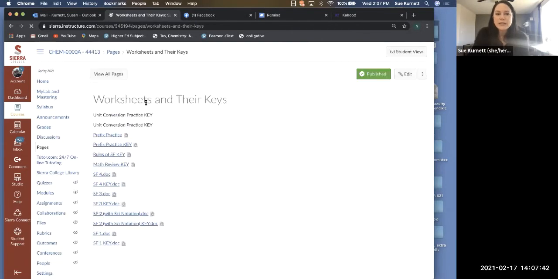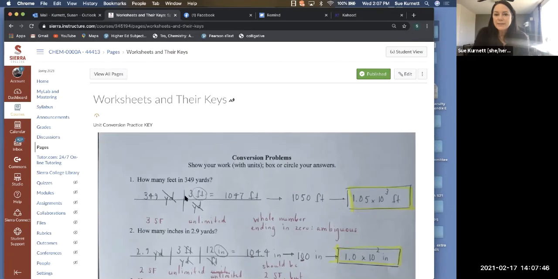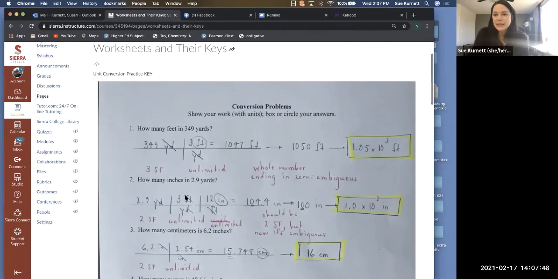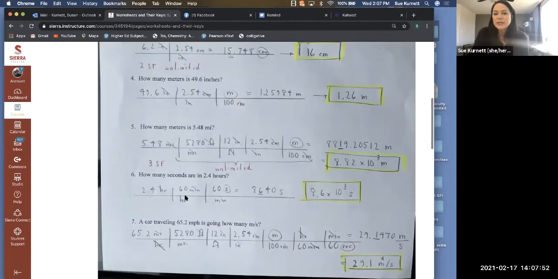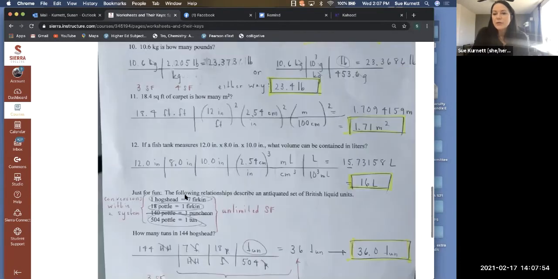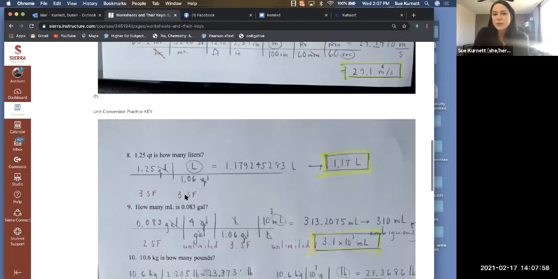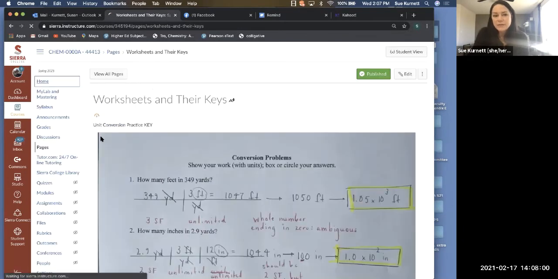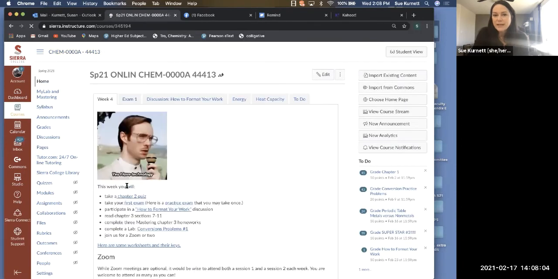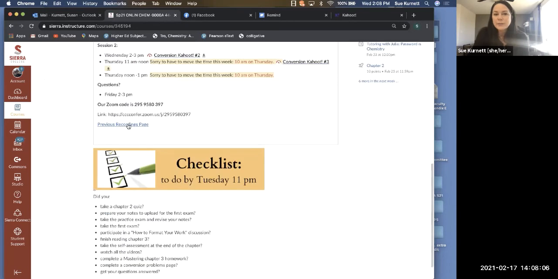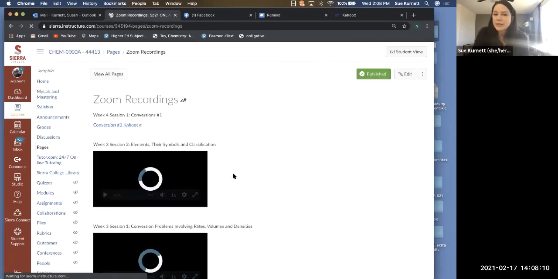For the worksheets and their keys, before you take the practice exam and the exam, I plan on grading these today and tomorrow. You're going to want to make sure that you have this information and it's correct. So if you don't want to wait for me to grade your stuff, you can look at the key. It's here under worksheets and their keys, which is found as a link on the homepage. And then the next thing is down here, the previous recordings page has previous recordings.